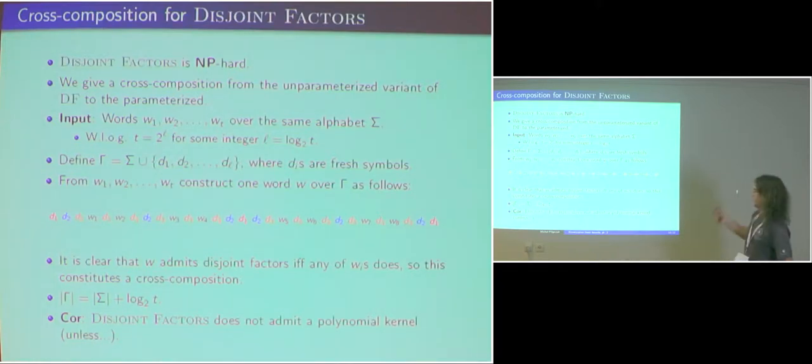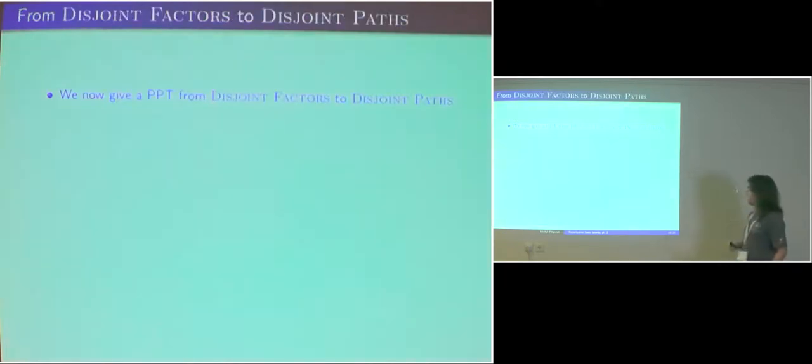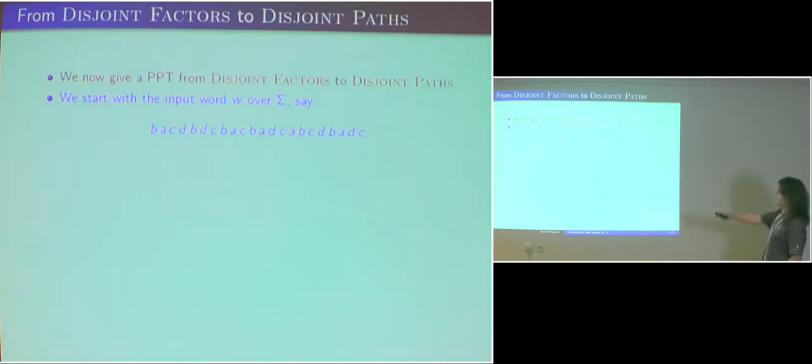Good. Okay, so the first part is already done. We have shown hardness of kernelization for the pivot problem. So now we need to do the second half, which is a reduction from disjoint factors to disjoint paths. Okay, so let's start with some instance of disjoint factors. This is a word over some alphabet sigma. Sigma is the parameter.